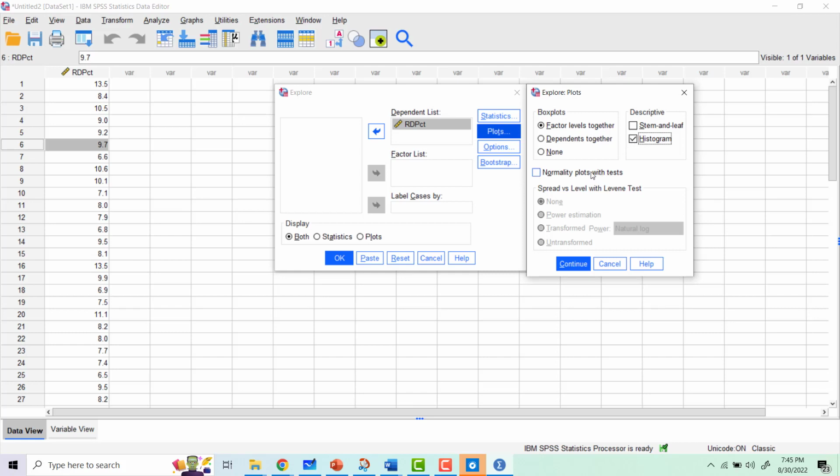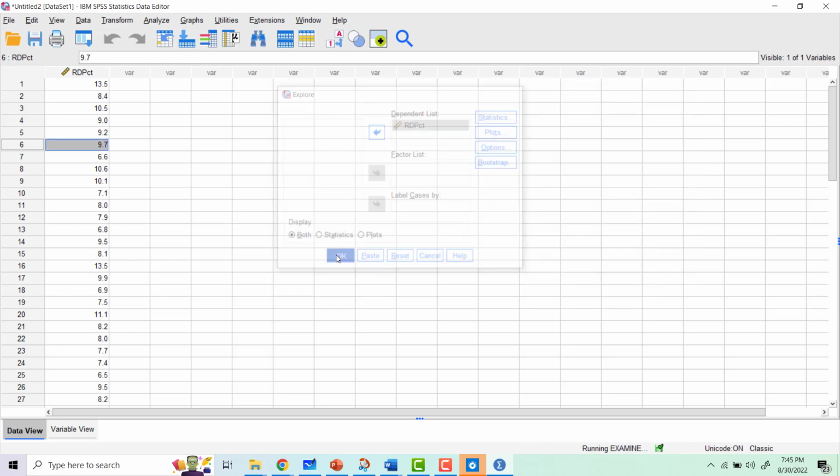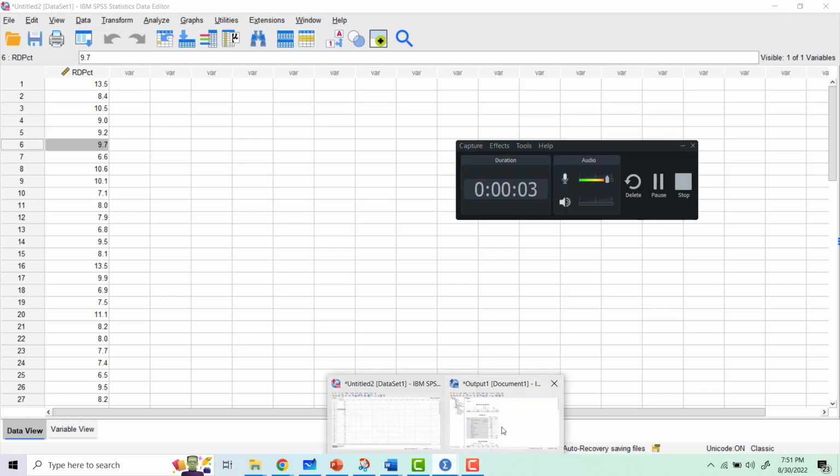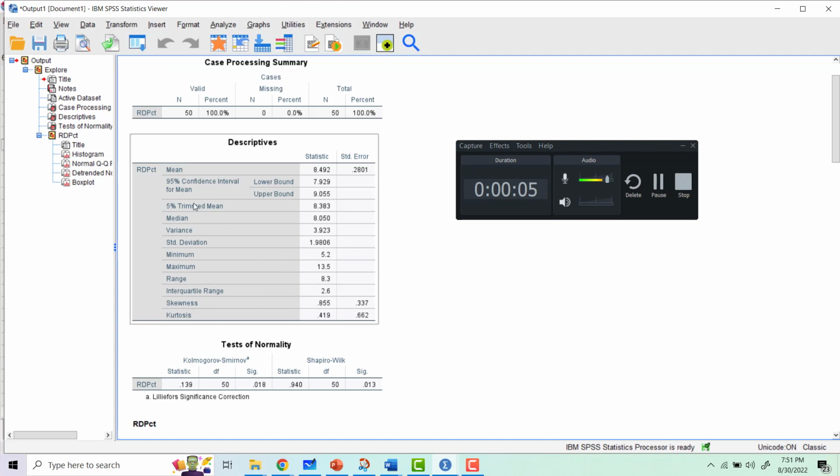We'll do the normality plot, but we won't go into that at the moment. Click OK. Okay, so let's just have a quick look at this output.